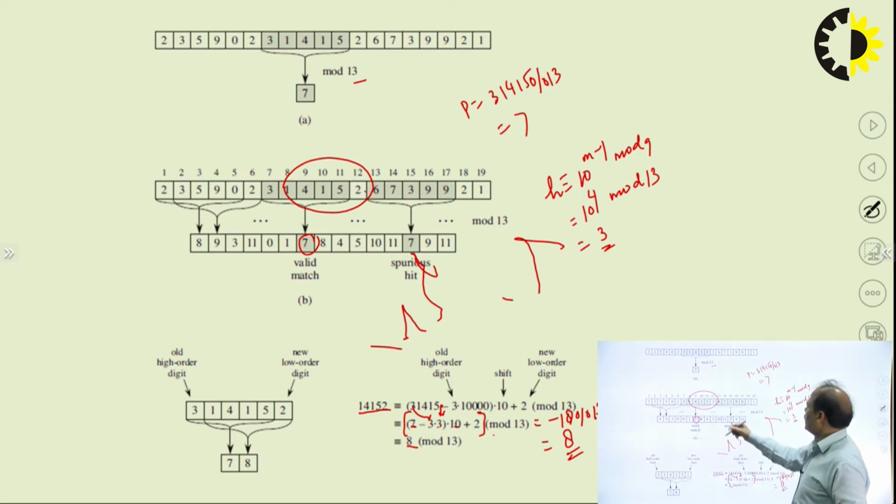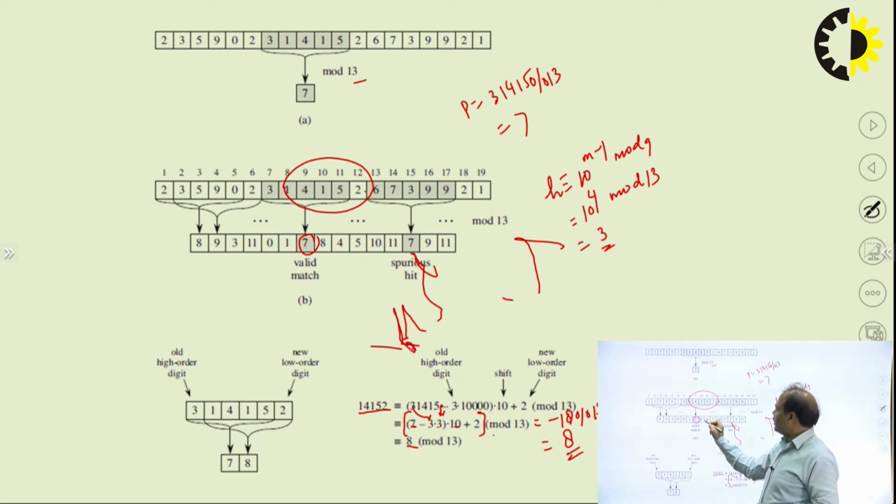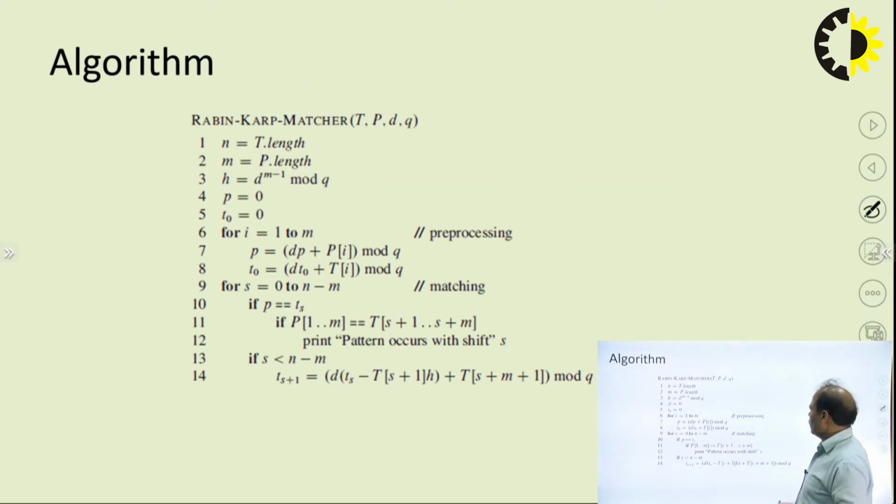Same thing, we can compute other values also in a very quick manner, right? So if we compare the text and pattern hash values, only if both are the same will we go for the comparison. If they are not the same, we will not go for individual comparison. That is just like ruling out most of the matches. So this is the algorithm.